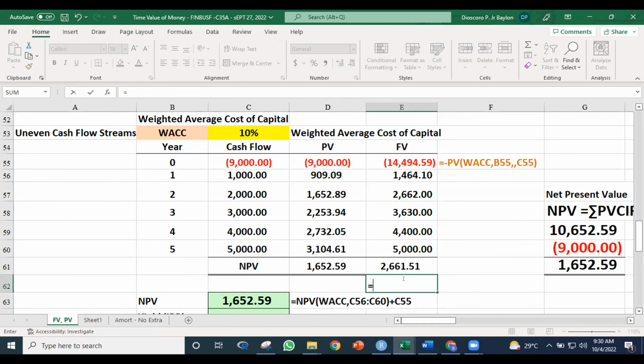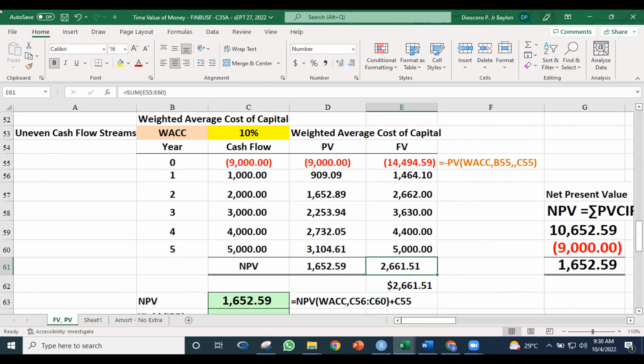So just to illustrate that, so I'll have negative FV, and then the rate is your WACC, comma, the Npr is 5. I'm going to get the future value of this. It's not a PMT, but rather it's one singular cash flow. And the equivalent of that is 2,651.